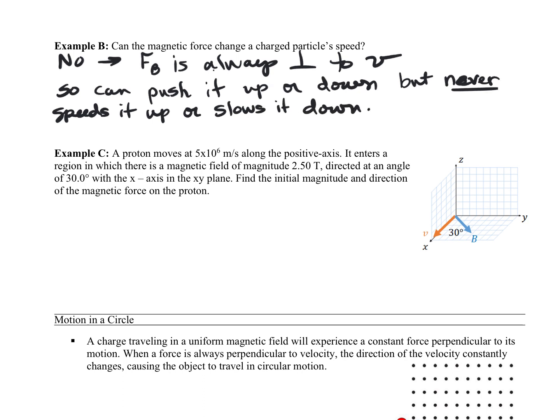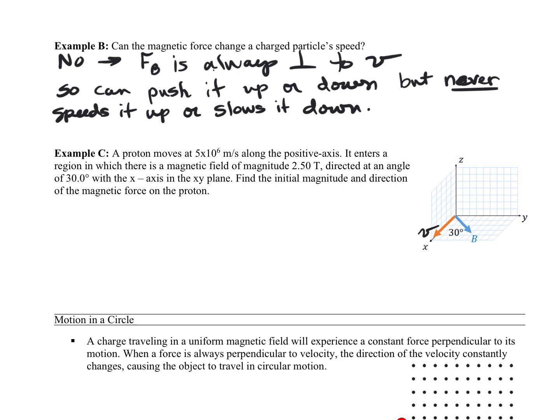Okay. So we have a proton. You're going to see these three-dimensional graphs here. We've got a proton moving at 5 times 10 to the 6 meters per second along the positive x-axis. So this is our velocity along the positive x-axis right here. It enters a region where there's a magnetic field of 2.5 Teslas directed at an angle of 30 degrees with the x-axis. Find the initial magnitude and direction of the magnetic force on the proton.